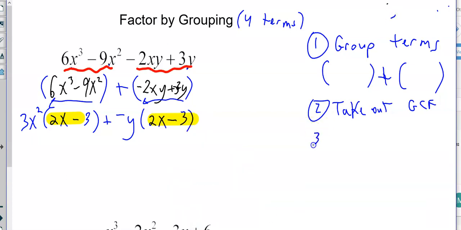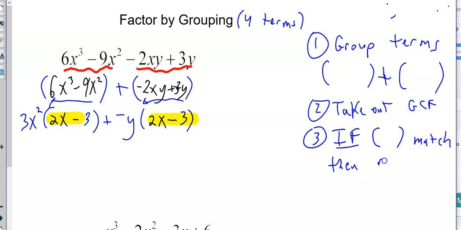So the third step is if and only if. So if, big if, the parentheses match, which they do, then you can regroup into your factors. So you basically just regroup those, kind of like pulling out the GCF. But only if the parentheses match.